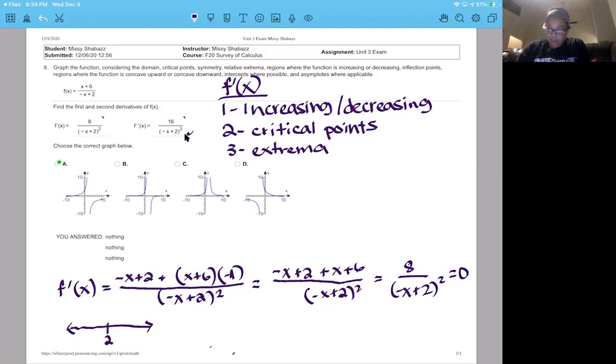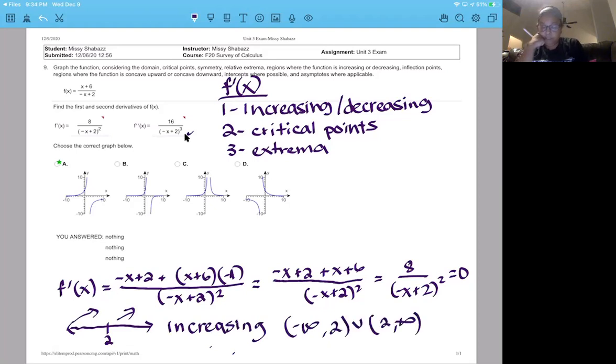And let's just notice that the top is positive and the bottom is always positive too because it's squared. So it's increasing from negative infinity to 2 and 2 to infinity. And I don't have any critical points and I don't have any extrema.